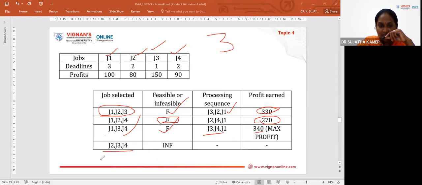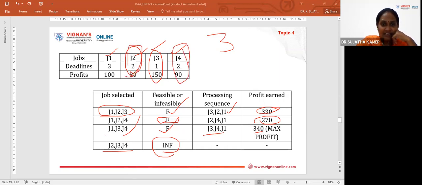J2, J3, J4 is an infeasible solution. Why it becomes infeasible: here I can do job 3 in the first slot. And if I select J2, J2 can be done in the second slot. And if I select J4, J4 can be done in the second slot.